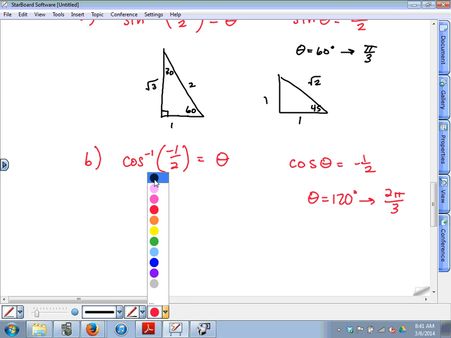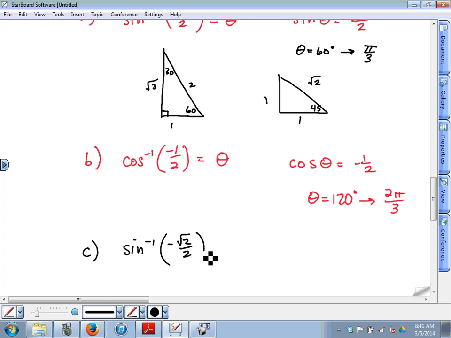Let's try part C. What's the inverse sine of negative square root of 2 over 2? The inverse sine of negative square root of 2 over 2. Now, that's going to equal some angle measure. That implies that the sine of that angle measure is equal to negative square root of 2 over 2. Now, let's just stop here for a second and talk about this.